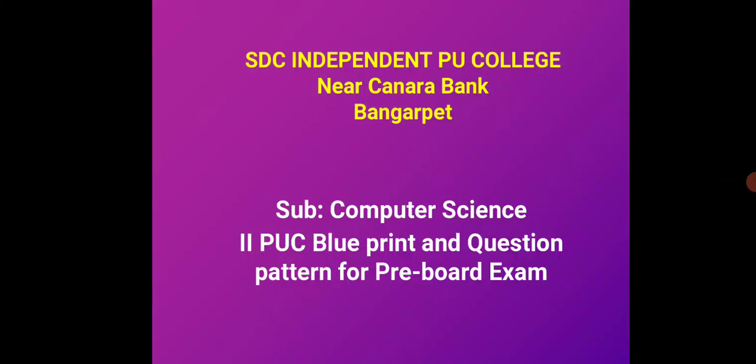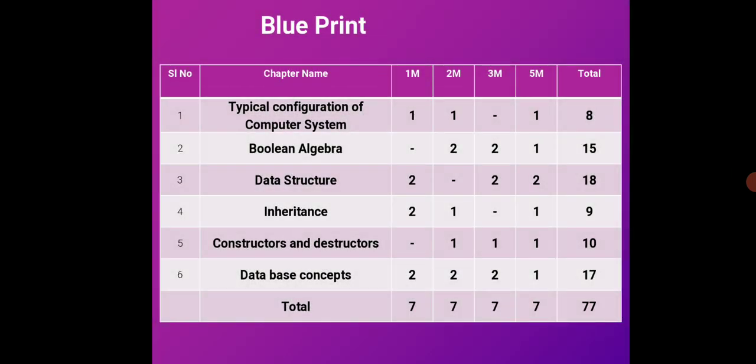Today we're discussing the blueprint and question paper pattern for tomorrow's pre-board examination. This is the blueprint, and a total of 6 chapters are there for tomorrow's pre-board examination. The first chapter is Typical Configuration of Computer System. In this chapter, 1 mark 1 question, 2 marks 1 question, 5 marks 1 question, totally 8 marks. This is also the same for your annual examination.